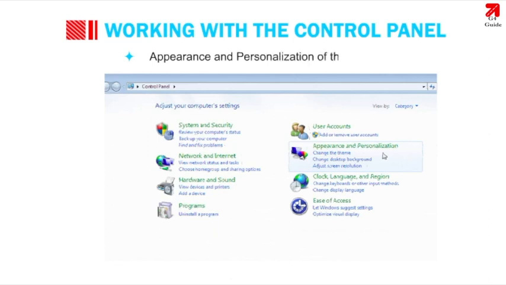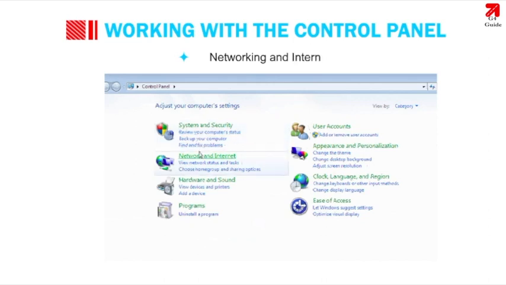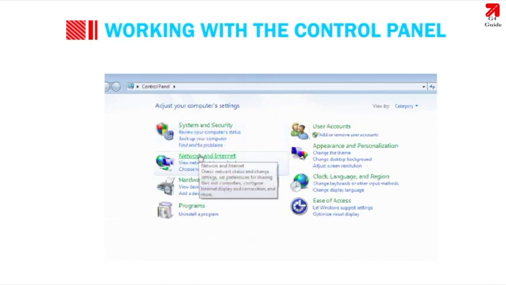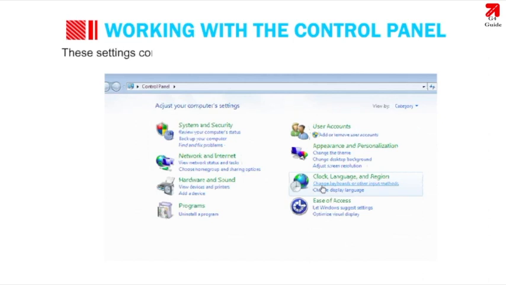appearance and personalization of the desktop, hardware and software setup and configuration, system and security, networking and internet, user accounts and family safety, setting clock, language and region. These settings control nearly everything regarding how Windows looks and works. They allow you to set up Windows the way you want.